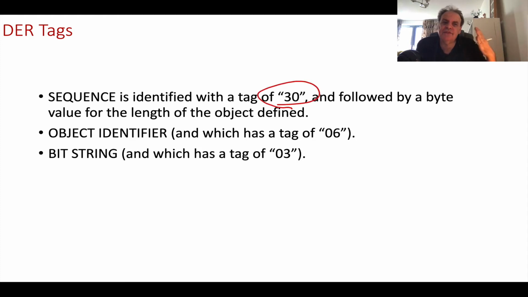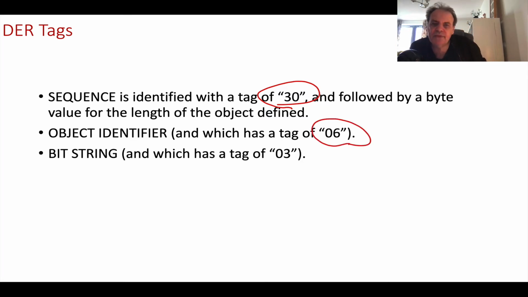So normally the first thing that we see is the 30 hex tag, and that defines what's called a sequence. The next byte after that defines the length of the object that's going to be defined, and then the object itself. So it's a self-revealing format. The 30 then identifies the size, which is then read for the number of bytes, and so on.